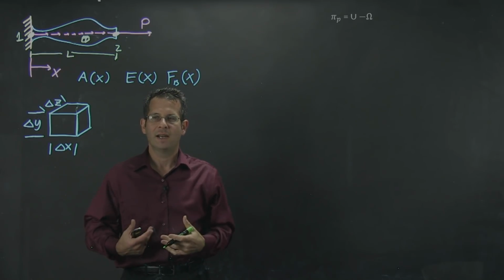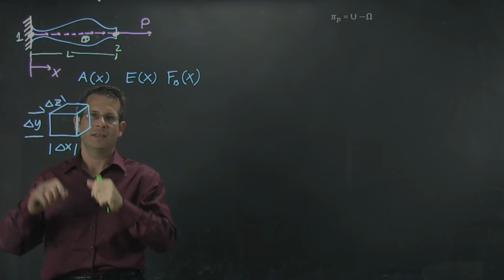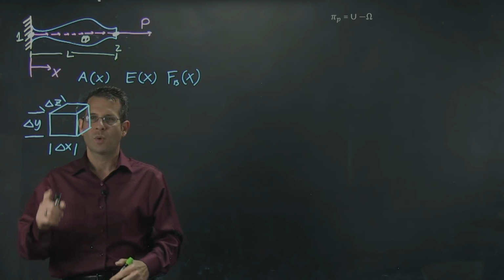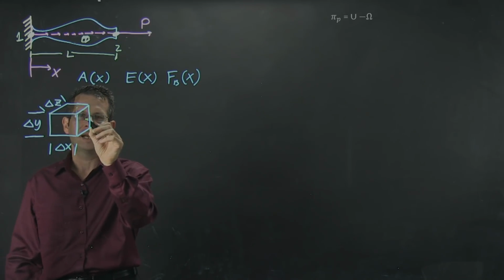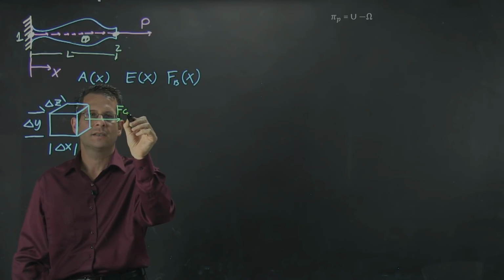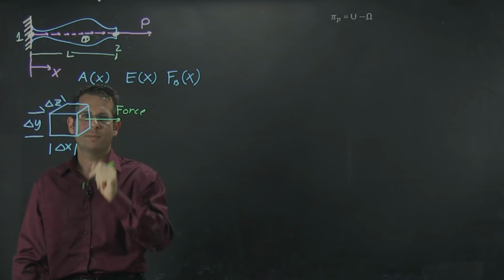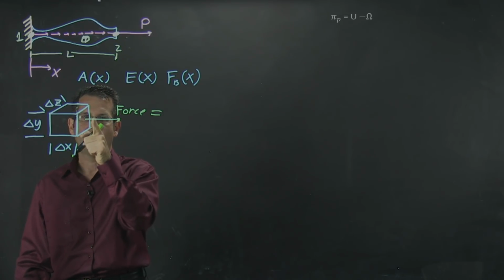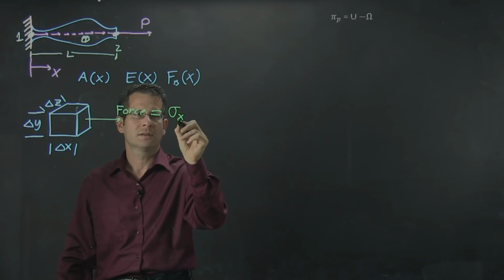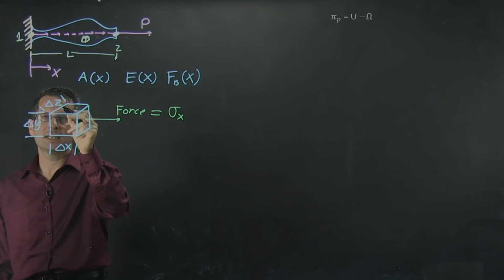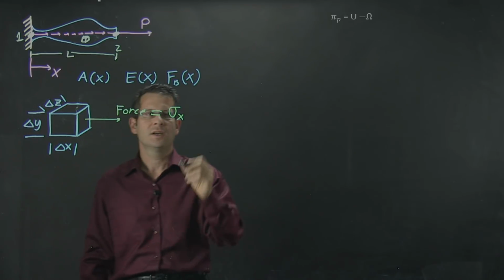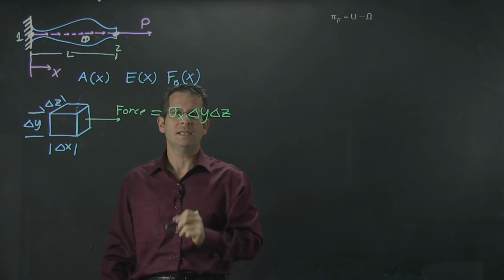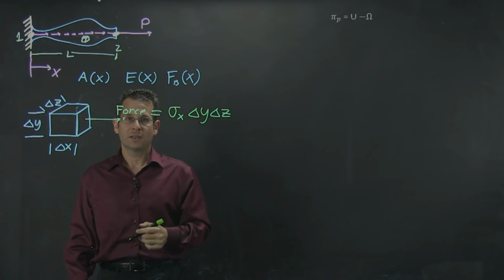So I want to find the strain energy inside this volume. Energy is work. Work is force times distance. The force I'm talking about is the force being applied to this face. And the force being applied to this face is going to equal the stress along this face in the x direction times the area of this face, which is dy dz. Now, work is force times distance.